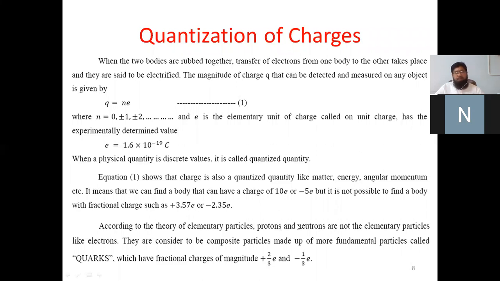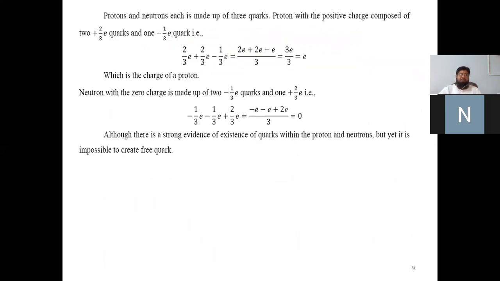If you look at the neutron, it is 1 up, 2 down. 1 up means 2 upon 3, 2 down means minus 1 upon 3, minus 1 upon 3. This resultant gives you 0. Therefore, the neutron is known as a neutral particle. So this is known as the quantization of the charges.